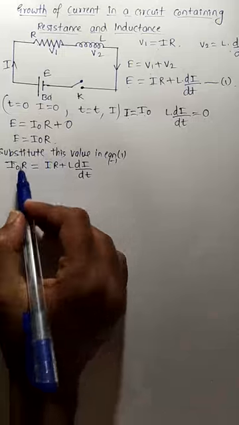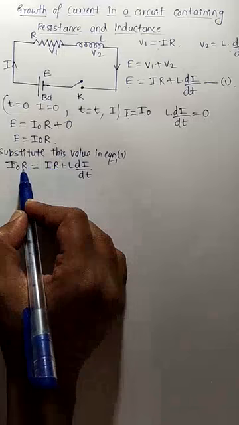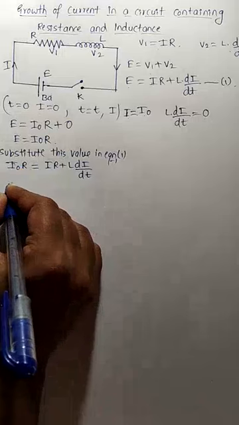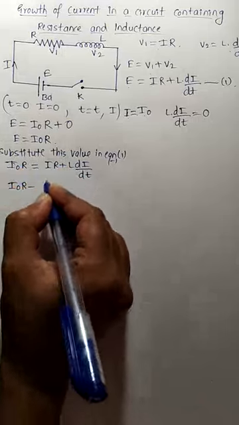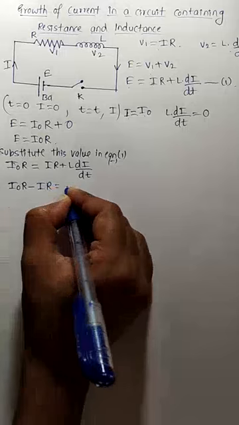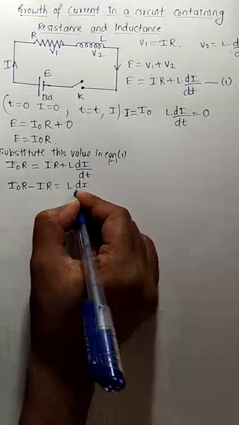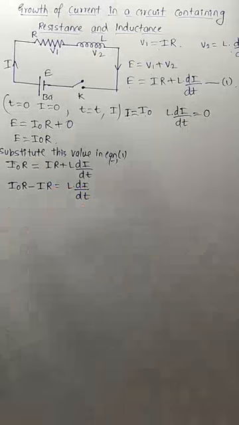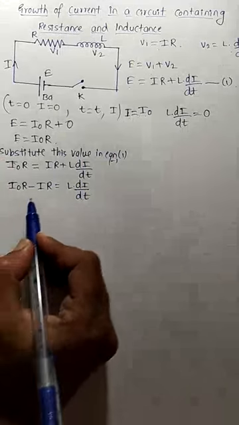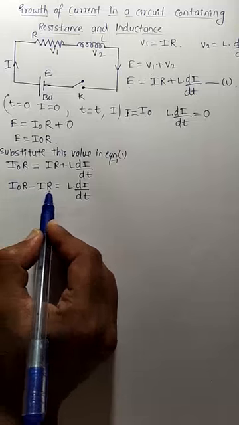Now we will solve this one. So I into R I will take to this side, so it will become negative. So I naught into R minus I into R is equal to L into di divided by dt. We got the equation, just transferring. Then what is the common term out of these two?